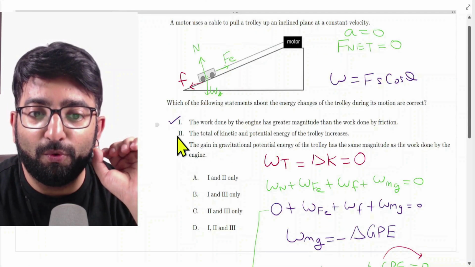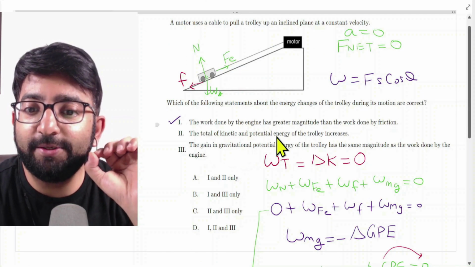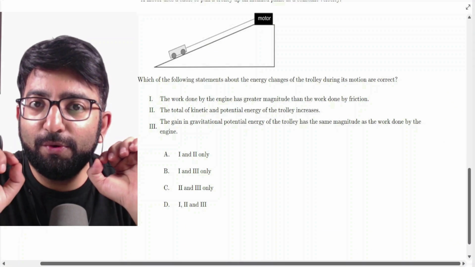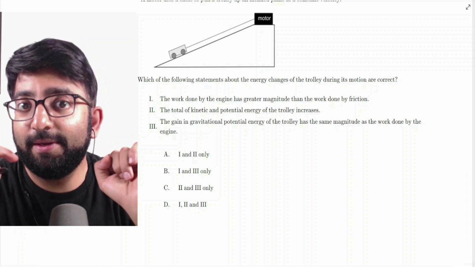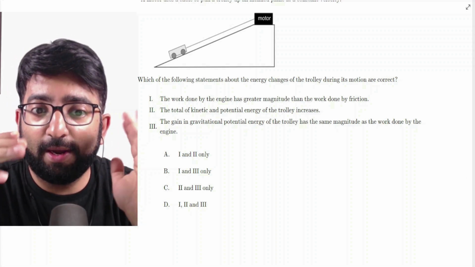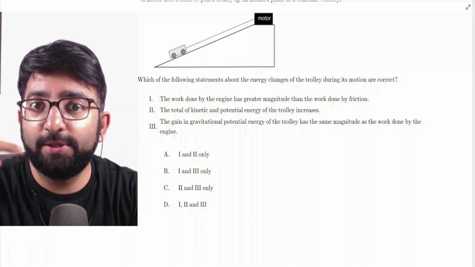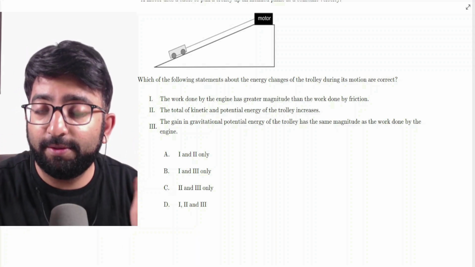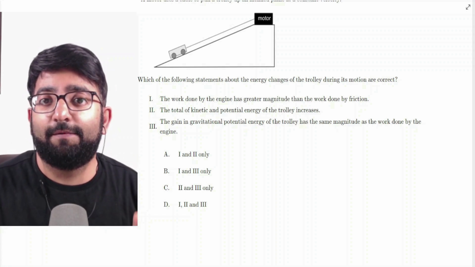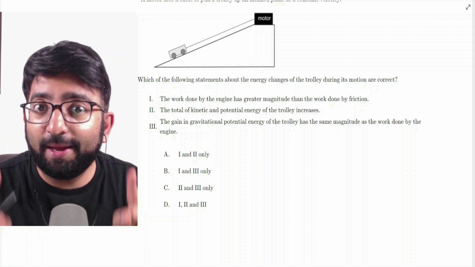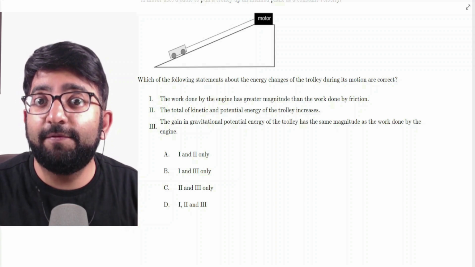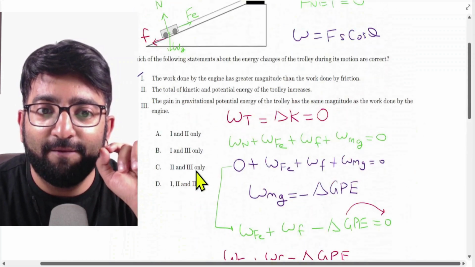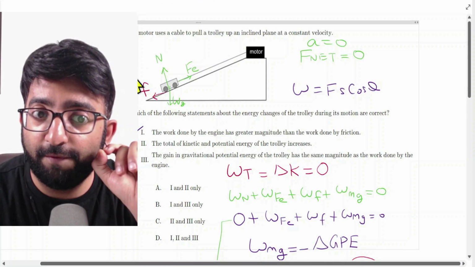All right, statement number two. The total of kinetic and potential energy of the trolley increases. So let's analyze this. Some students might mark this statement as incorrect as they are under the impression that the total of kinetic and potential is mechanical energy, of course, but they are always under the impression that mechanical energy is always conserved, which is not true. You cannot conserve mechanical energy if there are non-conservative forces acting on the system. So here, we have friction, which is a non-conservative force.